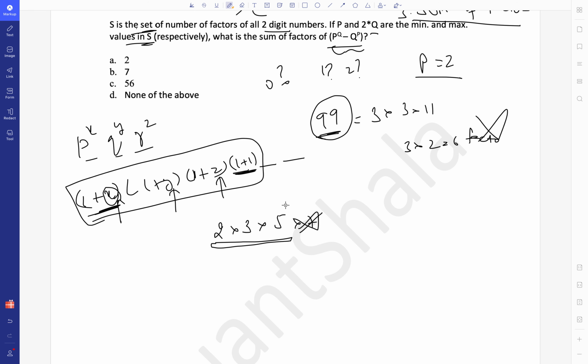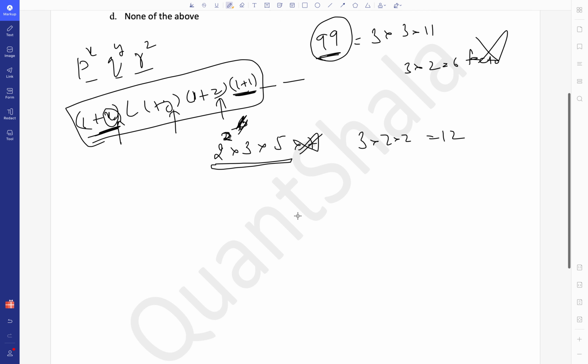Now we'll look at increasing the powers, because we can't add one more number here. So let's add one more power here, 2 square, 3, 5. This becomes 60, still a 2-digit number. If you add one more here, make this 2 cube, then it would become 120, a non-2-digit number. So we'll have to stick to 2 here at max. So what is the number of factors in this case? 3 multiplied by 2 multiplied by 2 is equal to 12. Okay, so this is one option.